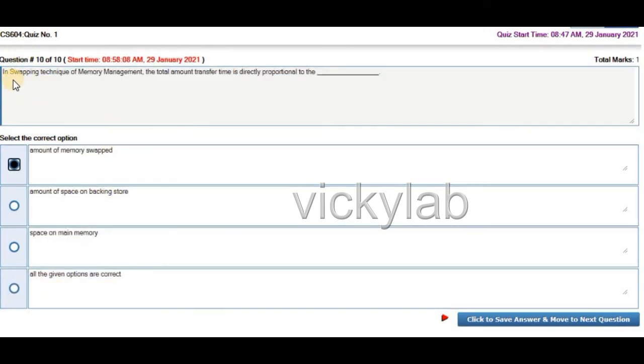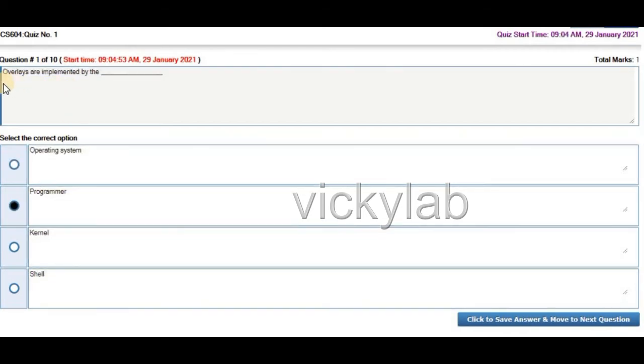So question number 10 is, in swapping technique of memory management, the total amount of transfer time is directly proportional to the amount of memory swapped. तो ये था इनके पहले क्विज के 10 आंसर, और जो नेक्स्ट आंसर मैंने किसी के किए थे वो मैं अब आपके साथ शेयर करने लगा हूँ। सो, overlays are implemented by the programmer.